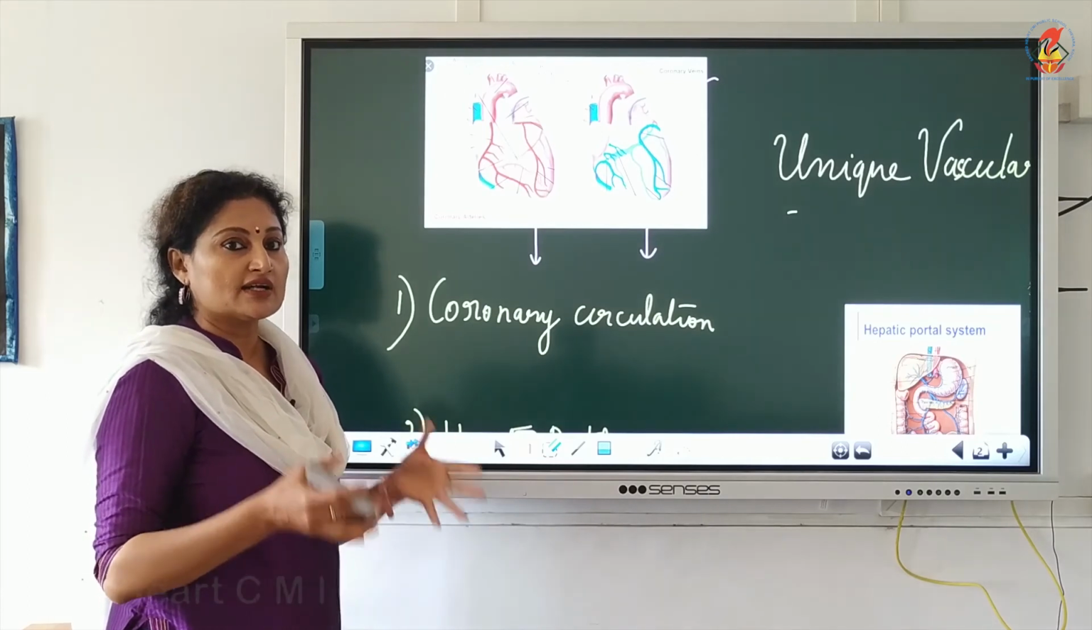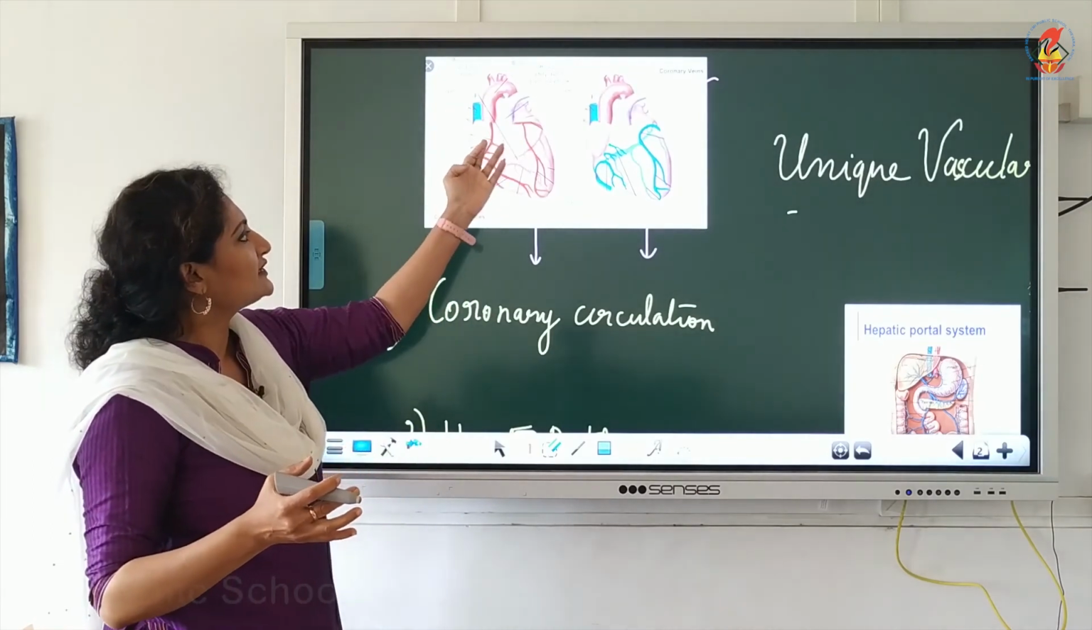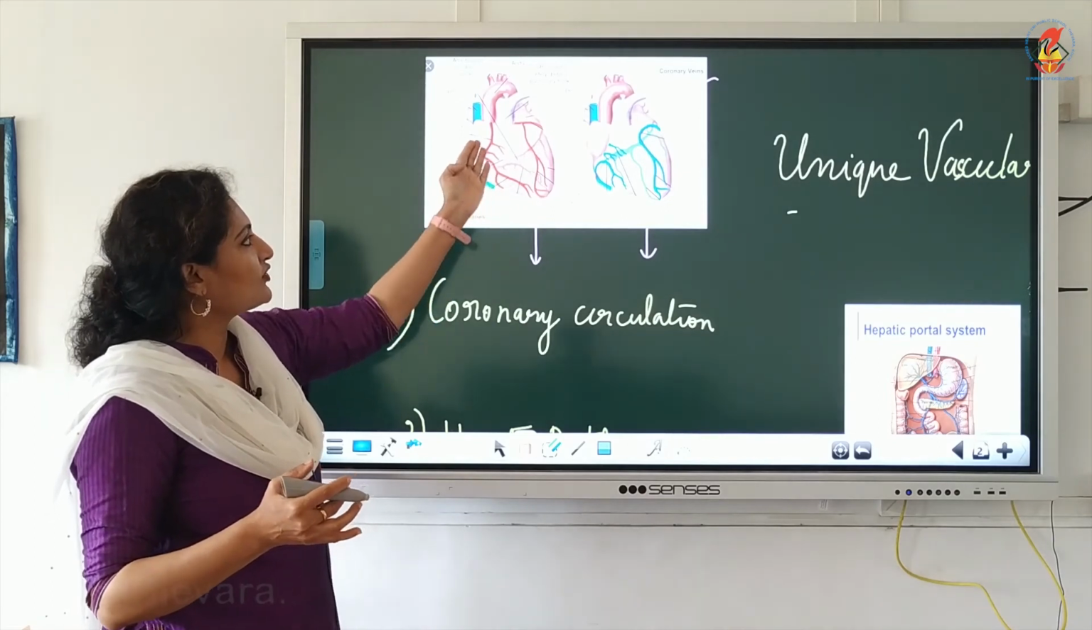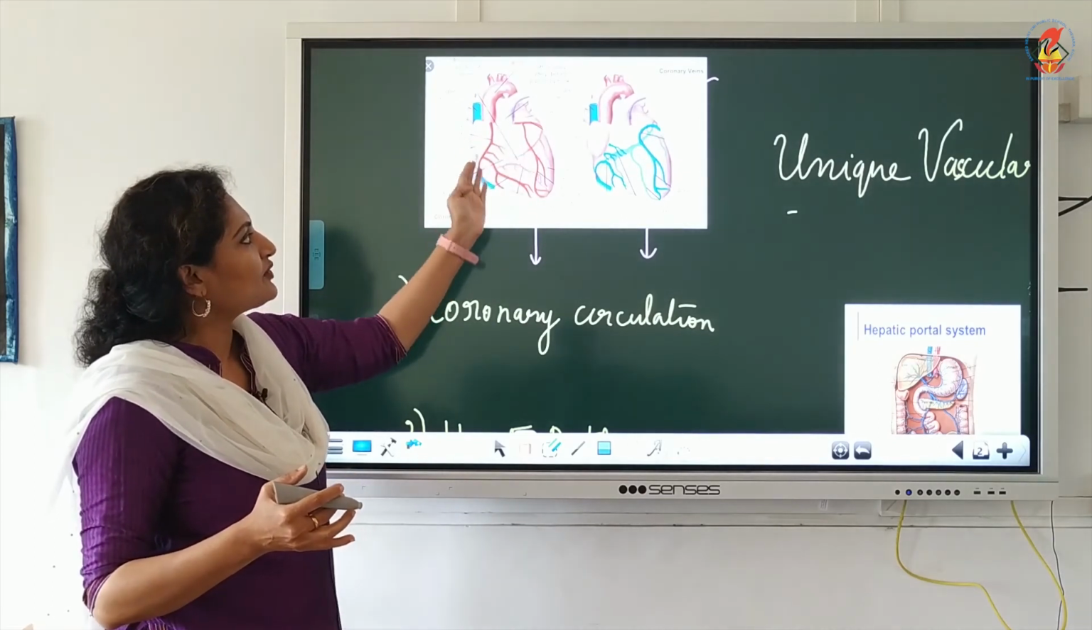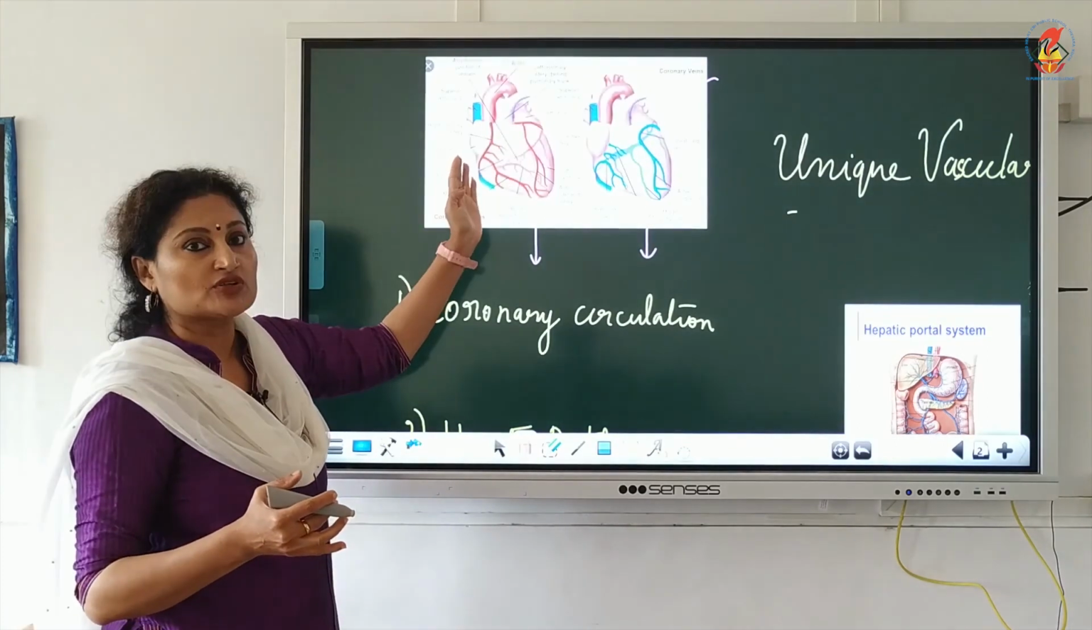So the system that helps the cardiac musculature to get the oxygenated blood is the coronary arteries. The coronary arteries supply oxygenated blood to the different parts of the heart. That is indicated in red color. See, it's indicated in red color, the coronary arteries which are supplying the different parts of the heart, that is the cardiac musculature, with oxygenated blood.